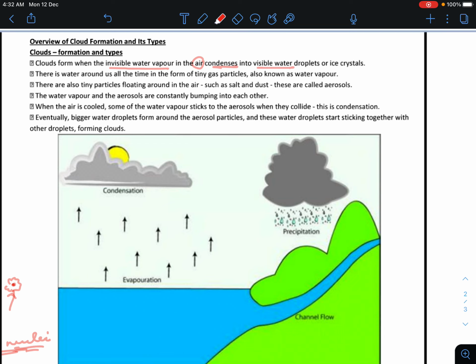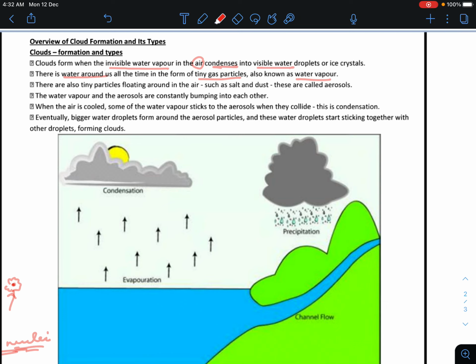There is water around us. We know that there is water around us all the time in the form of tiny gas particles known as water vapor. We have already studied that water vapor is present in the atmosphere in the form of tiny gas particles.